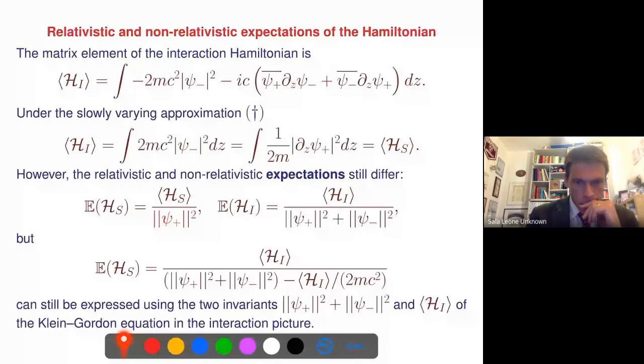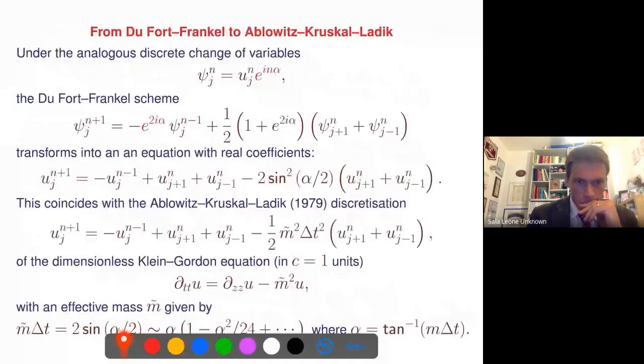So here's my Du Fort-Frankel scheme I showed you before, and I'm going to apply the same kind of time-dependent change of variables up here, inspired by trying to get rid of this term with the exponential up there. And then I get an equation with real coefficients. That's this one here in the middle. And that's something familiar. That's the same as the Ablowitz-Kruskal-Ladik discretization of the Klein-Gordon equation.